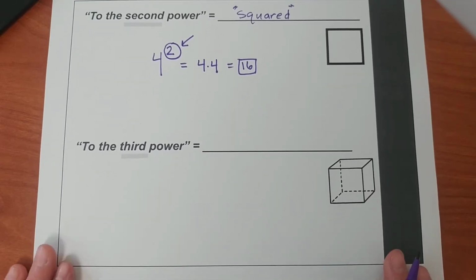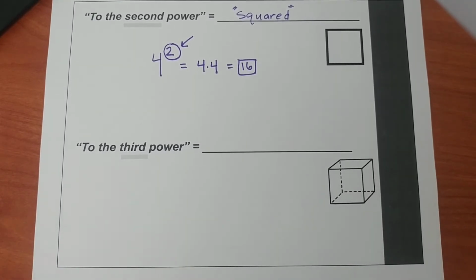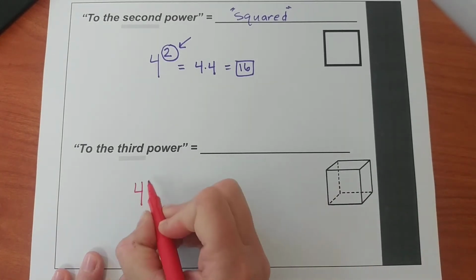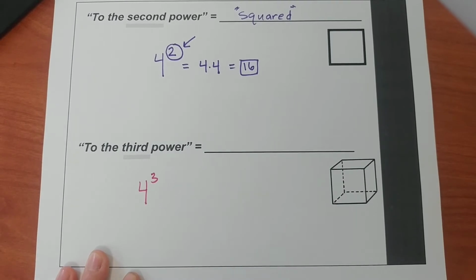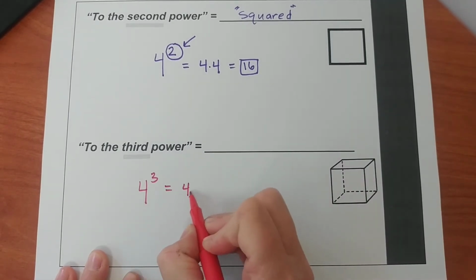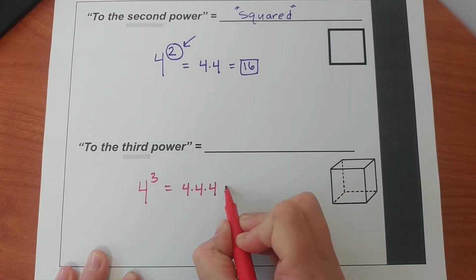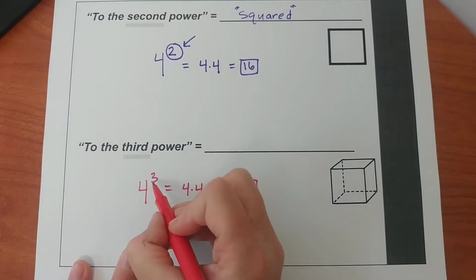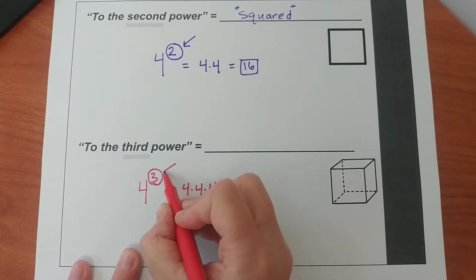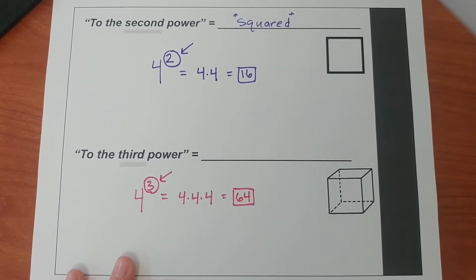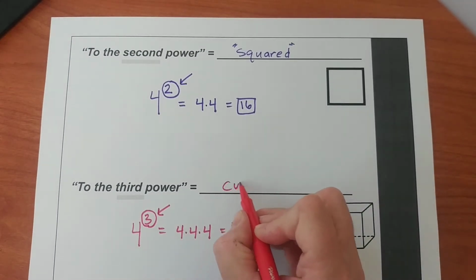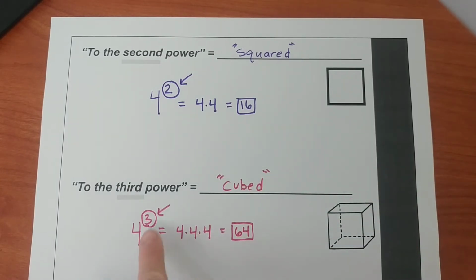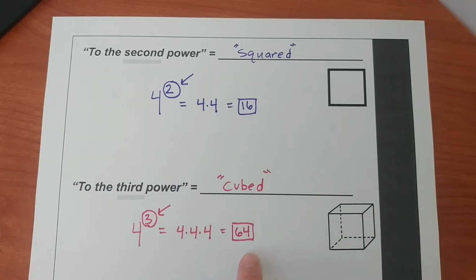Let's take a look at another special case. What about to the 3rd power? Perhaps I have the power 4 to the 3rd power. Well, we know that that means 4 times 4 times 4, which is equivalent or has a value of 64. But is there another way to say to the 3rd power? Absolutely. Cubed. You've got it. So I could say 4 cubed is equal to 64.